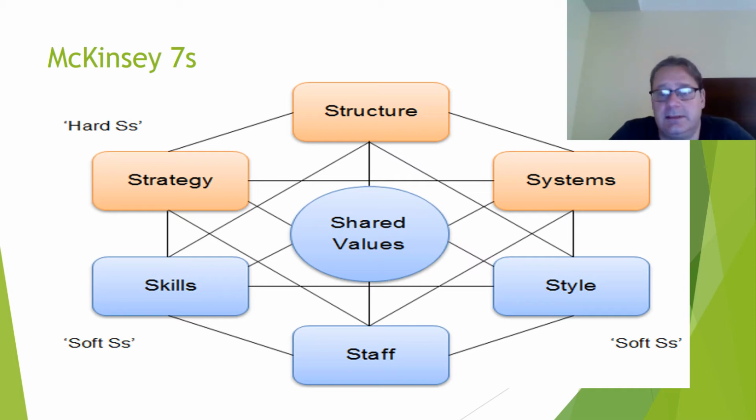McKinsey identified 7 things, which is why there are 7 S's, and 3 of those, you'll see, in fact it says it twice, are hard S's. Hard S's are hard because they are generally easy to quantify. When I say quantify in this sense, it means describe more. So those 3 are strategy.